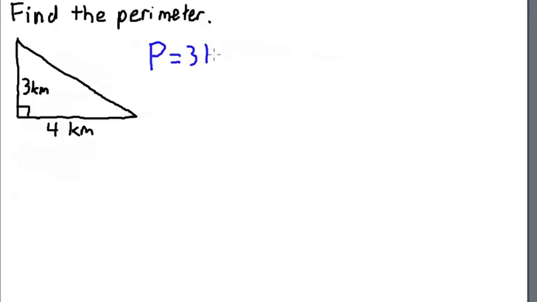So in our case, we have 3 kilometers and 4 kilometers. However, this is a triangle. A triangle has 3 sides. The third side here, we aren't given the length of. So that means we're going to have to find it.